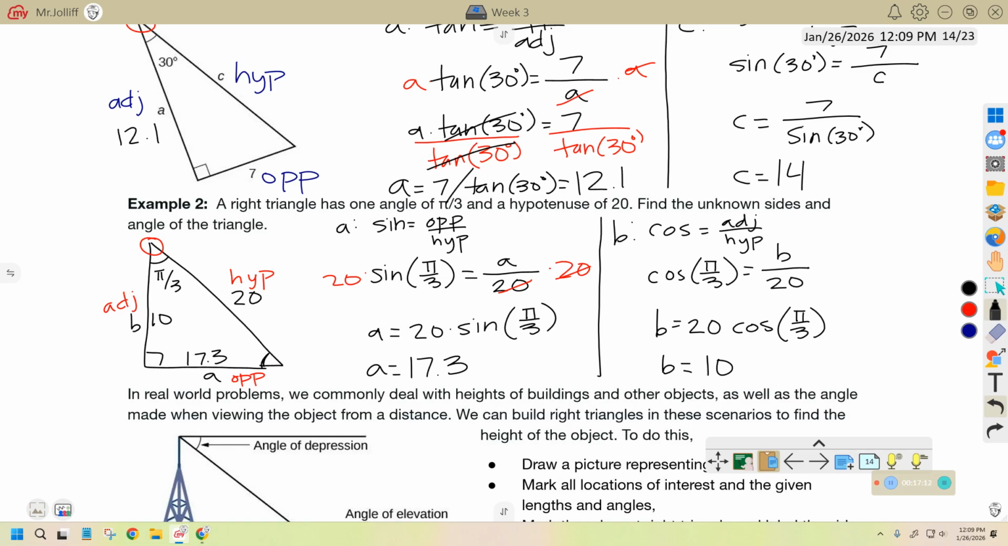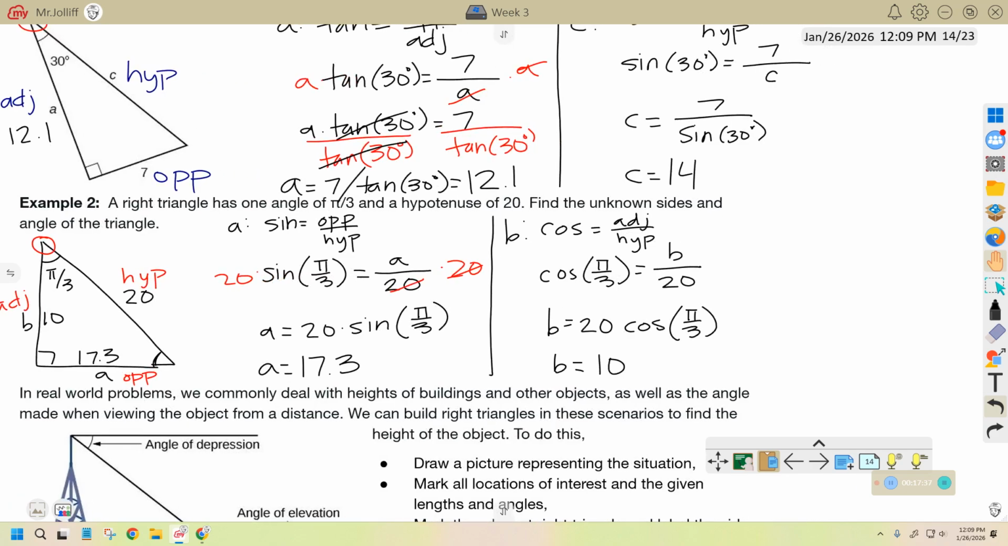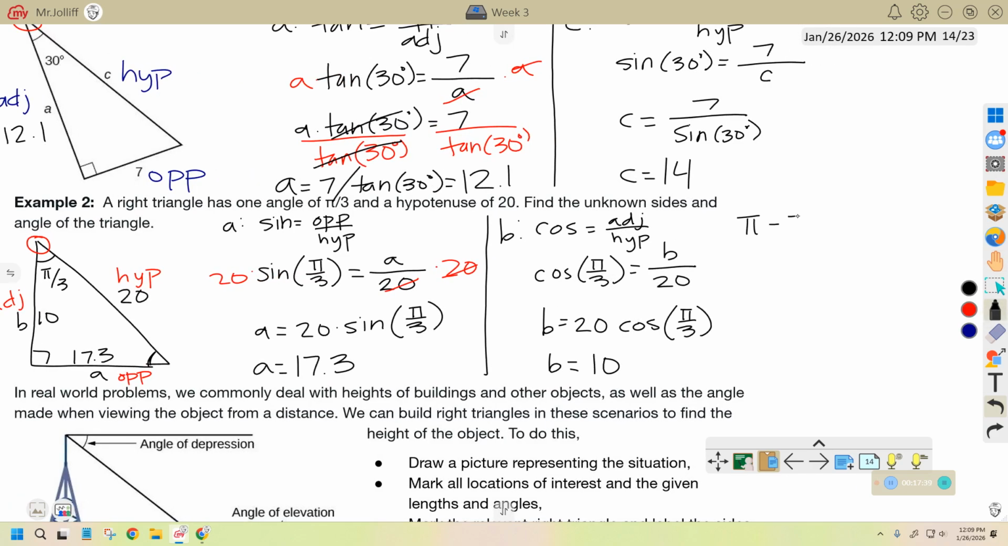Am I done with the question? No, because they asked us to find the missing angle too. I have a 90 degrees, which I know is pi over 2. I have an angle of pi over 3. I want to know what that missing angle down in the bottom is. So I know that 180 degrees, which is the sum of the angles in a triangle, is equal to pi. So I need to know what pi minus pi over 2 minus pi over 3 is. That will give me this angle down here.